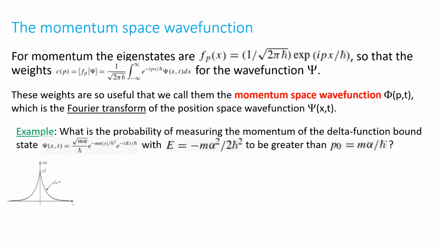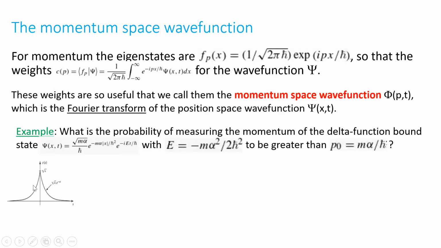Okay, so let's take an example of why the momentum space wave function could be useful. We ask the question: what's the probability of measuring the momentum of the delta function bound state? Psi of x and t is a constant times this decaying exponential times the time dependence e to the minus i E t over h bar, where E for the bound state is given as minus m alpha squared over 2 h bar squared, where alpha is the strength of the bound state. You may remember this from our previous video on delta functions.